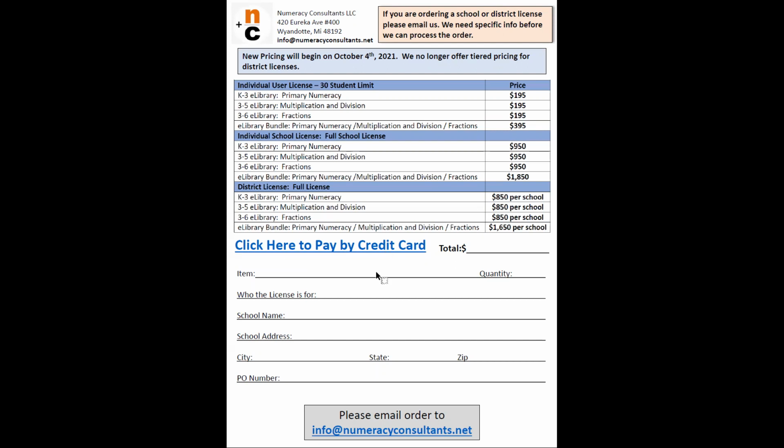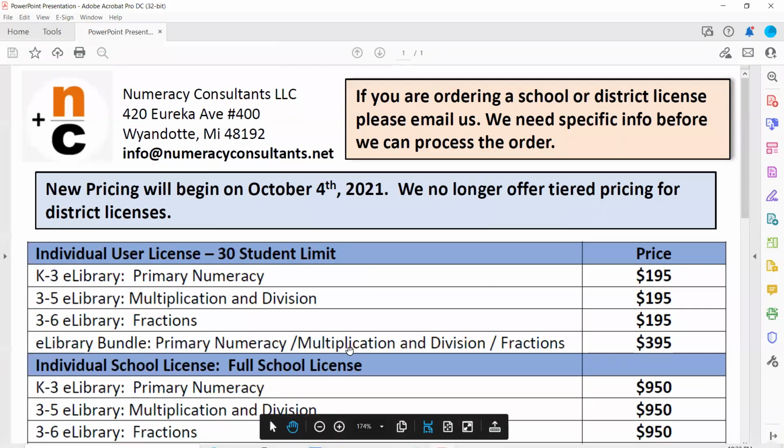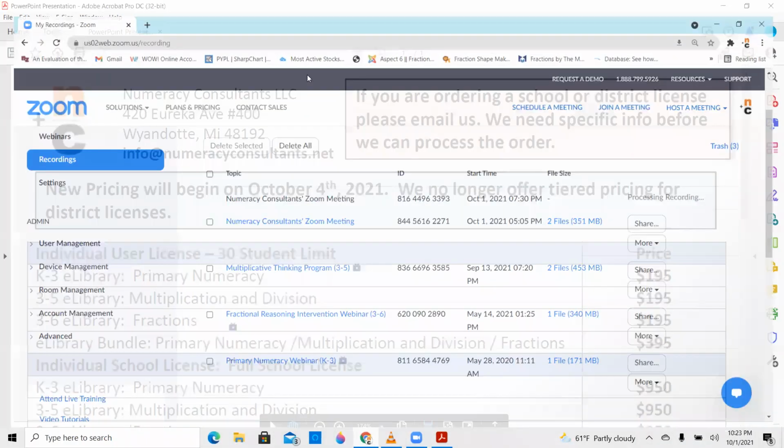This is in the drive. So I'll show you now where you need to go to get access to the free materials and all the assessments and everything too. So all you'll do is you will go to numeracy.